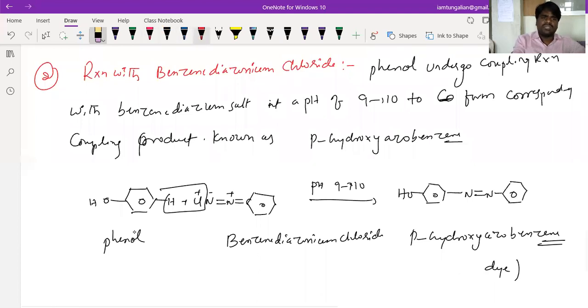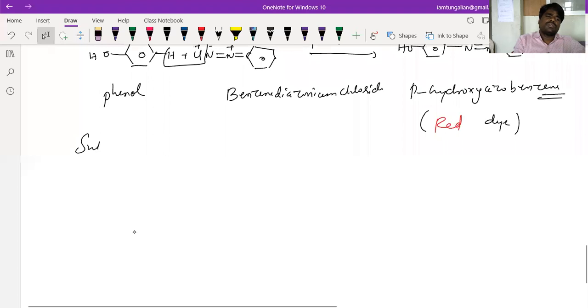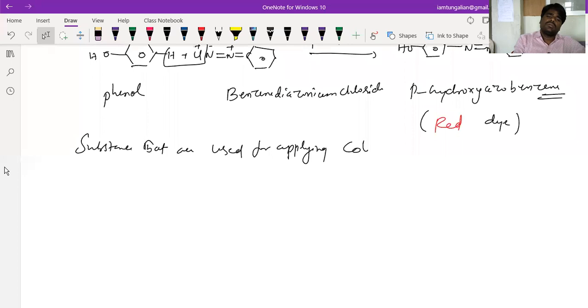What is meant by dye? It is used as a red dye. Substances that are used for applying color are known as dyes. So this is another reaction.